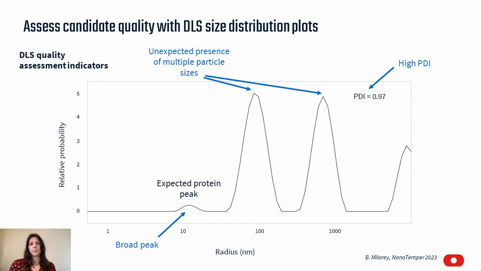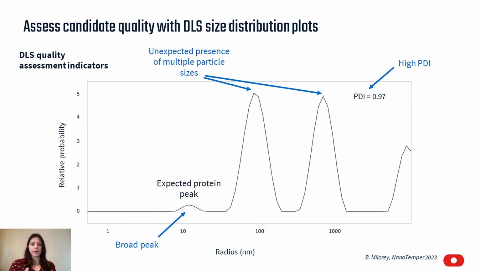impacts your protein-based therapeutics. Let's look at the really obvious problems in the data. The expected protein peak is broad and furthermore very low intensity, which means a lot of the sample is not in that population and no longer remains a single tightly folded species. There are other higher intensity peaks at very high hydrodynamic radii. This is an indication of aggregation clumps.